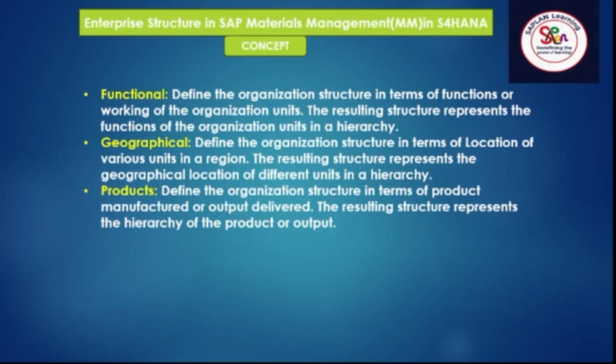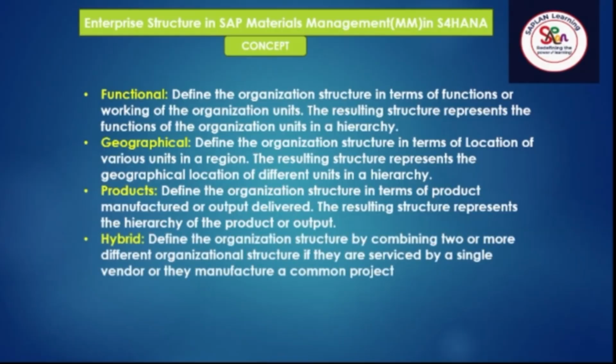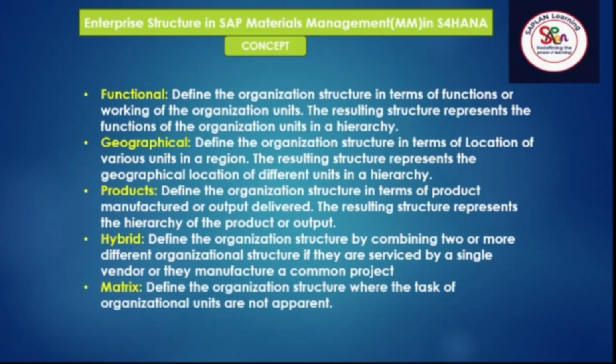Third one is products. Based on the products also, products manufactured or products purchased or sold, the resulting structure represents the hierarchy of the product or output. Next one is hybrid. Hybrid organizational structure is made by combining two or more different organizational structures if they are serviced by a single vendor or manufacture a common product. Next one is matrix structure. Matrix structure is where the tasks of organization units are not very apparent. Now let's discuss the different organization units in detail.